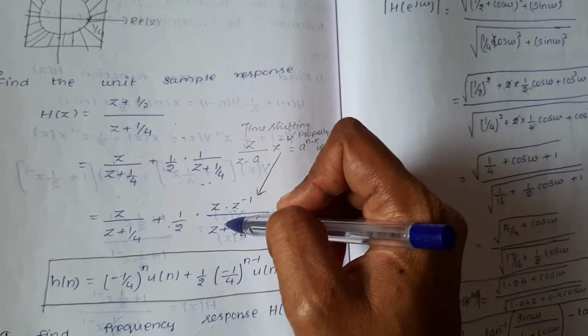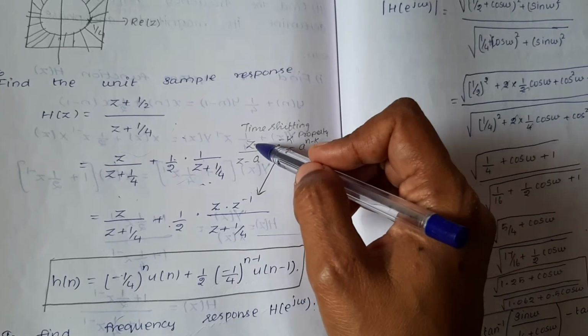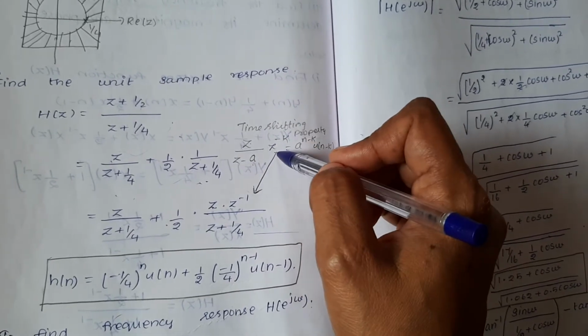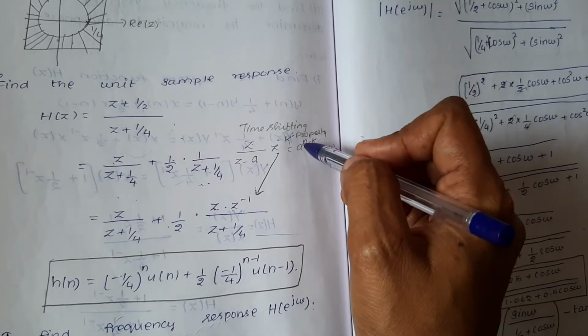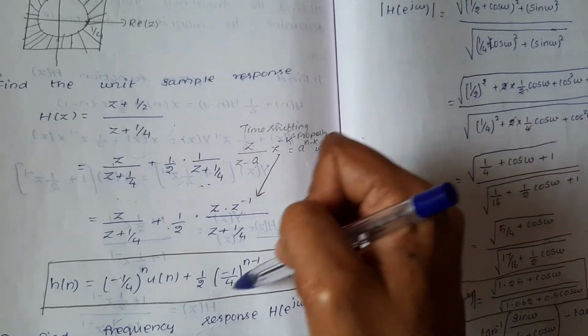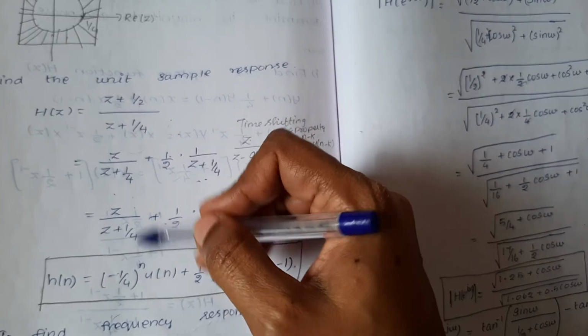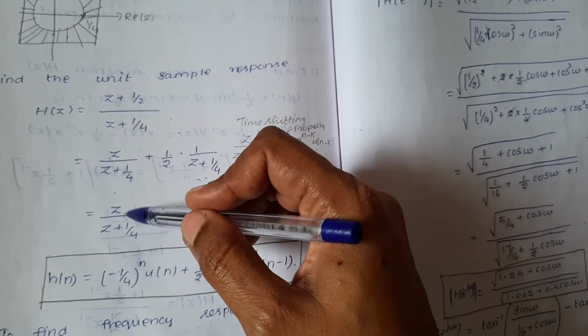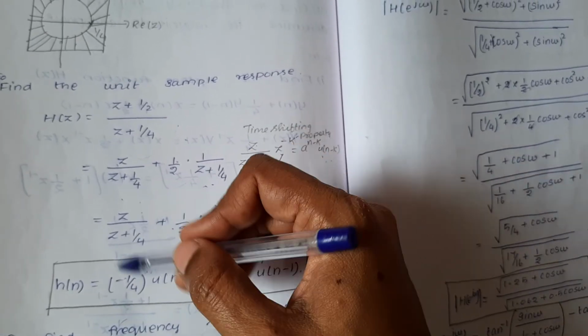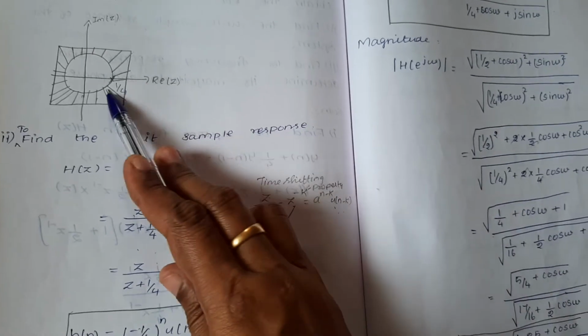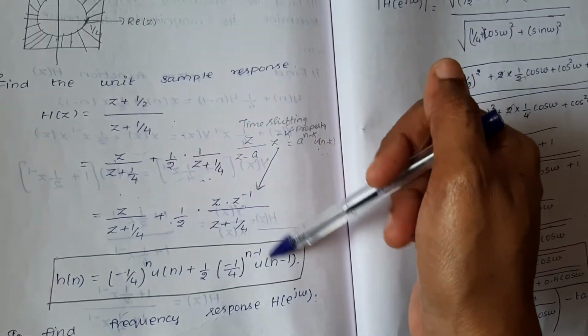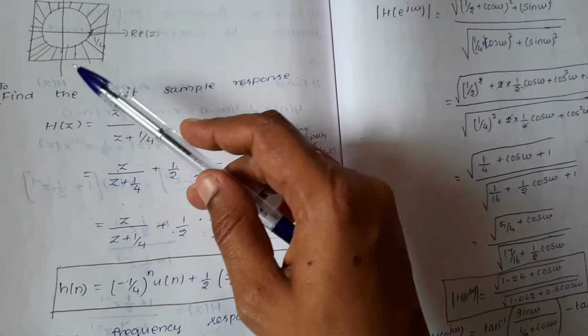So now you can apply the time shifting property here, that is z by z minus a into z power minus k. The property is a power n minus k into u of n minus k. So you want to apply the value. So here the value is a power n into u of n. So a power n. Because of the u of n, the region lies outside. So when you draw the region of convergence, it lies outside the pole circle.